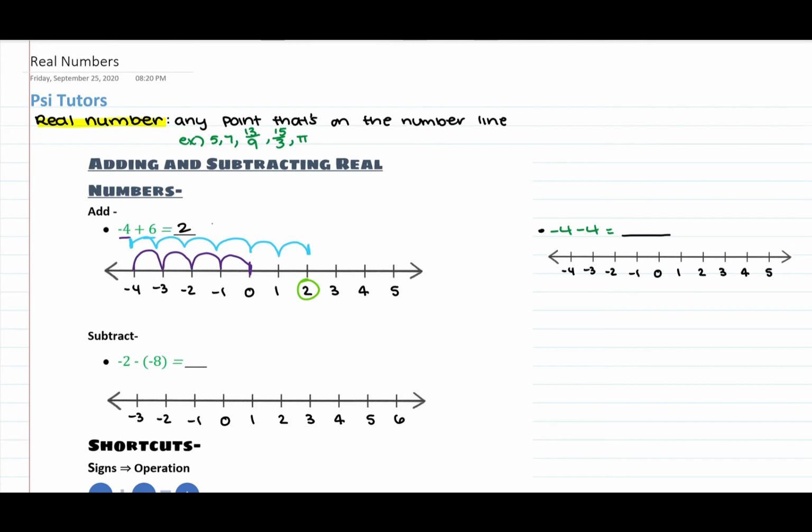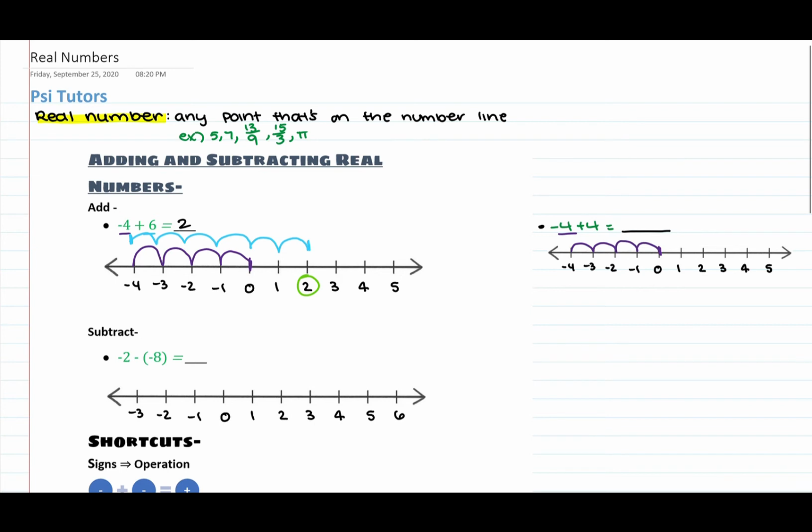Now let's look at a more tricky problem. Okay, so it says negative 4 minus 4 equals what? So we're going to start with negative 4. So we're going to move left 4 places, just like we did over here, okay? So let's start off at 0. 1, 2, 3, 4. Okay, now from negative 4, we're supposed to move. I'm sorry, this is supposed to say plus 4. I was thinking to myself, why isn't this making sense?